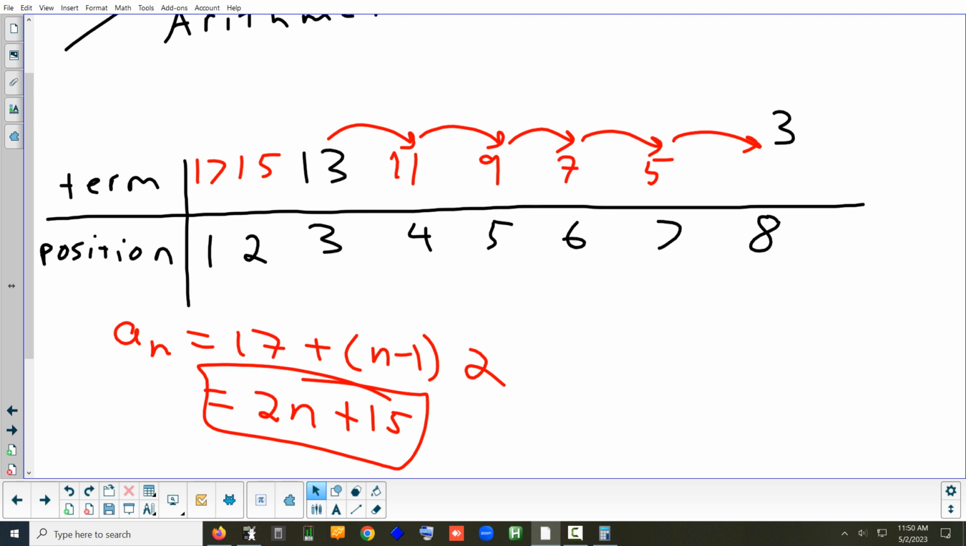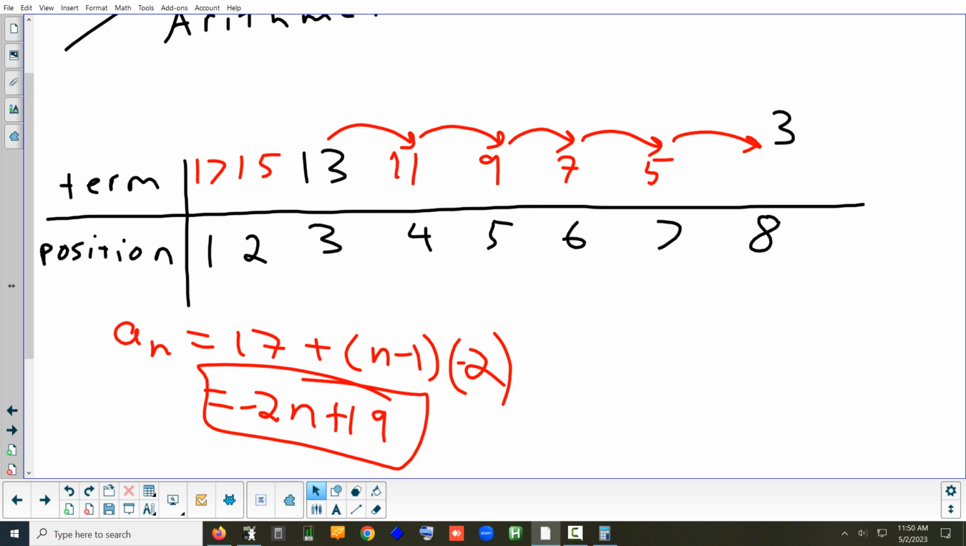And it's easy enough to check. Let's check the third term. 2 times 3. Okay, I see what we did wrong. Uh-oh. What happened? What did we do wrong? It's minus 2. Yeah. Such a good catch. Minus 2. So it's going to be minus 2n. And then what's going to be my constant? 19. All right.